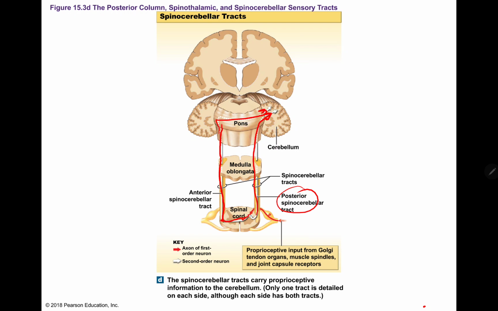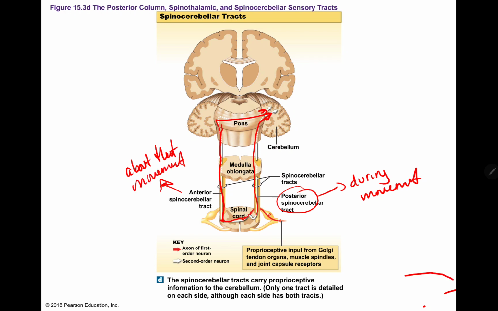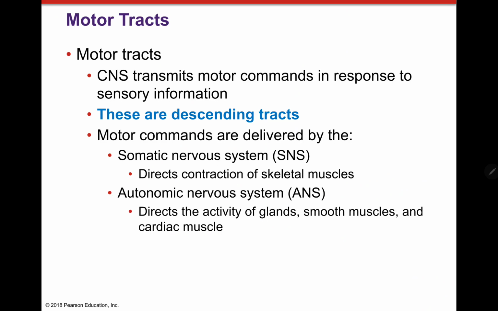And so, again, these are carrying proprioceptive input from your Golgi tendon organs, your muscle spindles, and your joint capsules, right? So it seems that the posterior or dorsal spinal cerebellar tracts send information during movement, and the anterior or ventral spinal cerebellar tracts seem to send information about that movement. Okay, so remember that. And those were the three sensory tracts.